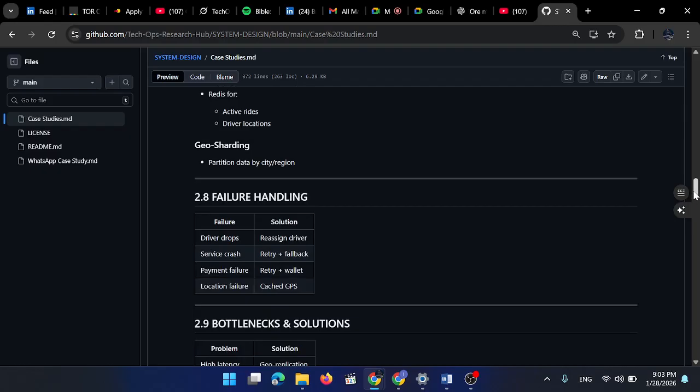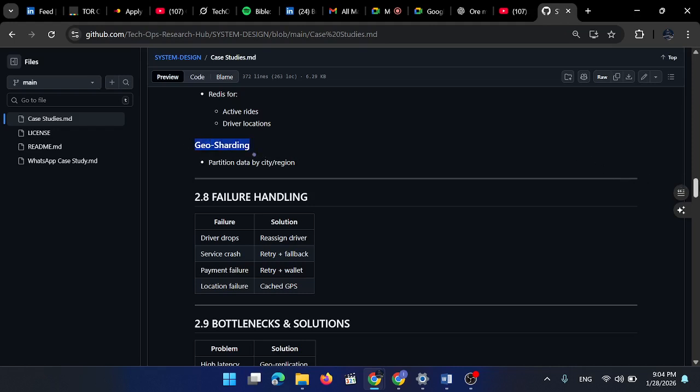So for geosharding, we're looking at partition data by city or region. So here you get partition data by city or region. So if you're in Nairobi, Kenya, you get partition data by Nairobi, right? Maybe if in Kisumu, you get partition data by that region. So partitioning data by city or region is very important. That's what we call geosharding, right?